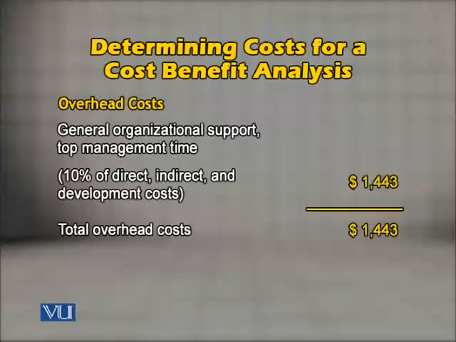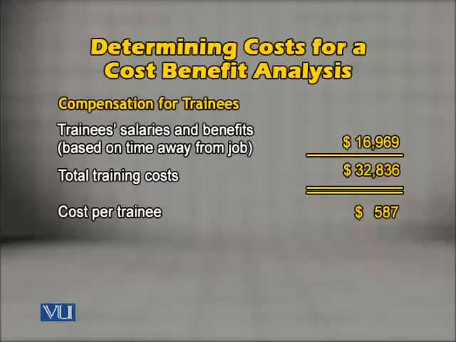And then overhead costs, general organizational support, top management time. So 10% of direct, indirect, and development costs is added into overhead costs. And this is the trainees' salaries and benefits based on time away from the job. So this is the amount which the time that they spent during the training, which if they had spent during the work, the salary which was given to them for this compensation, that is also included in the cost. So the total training costs of this program are $32,836, and the cost per trainee comes out to be $587.